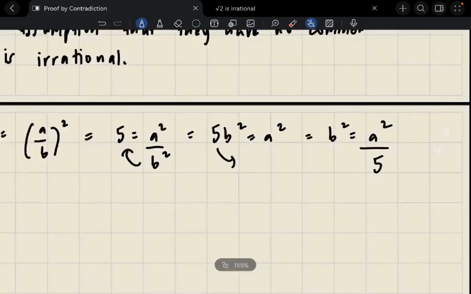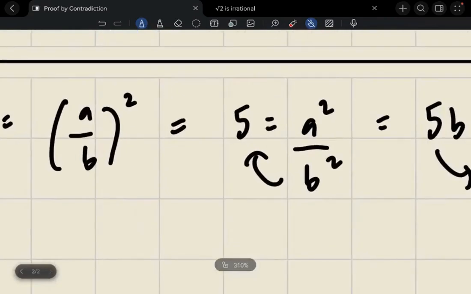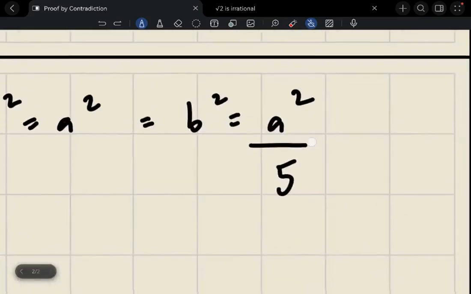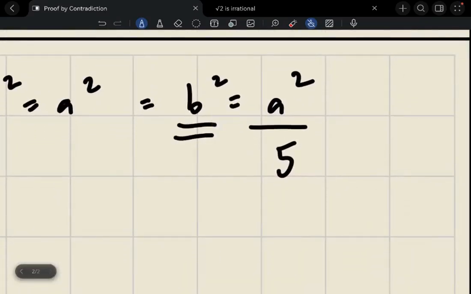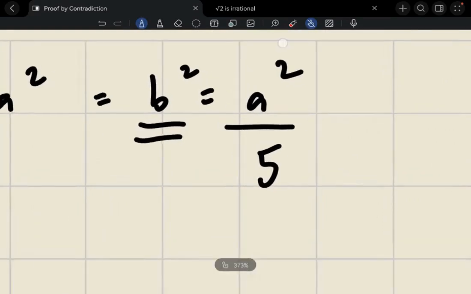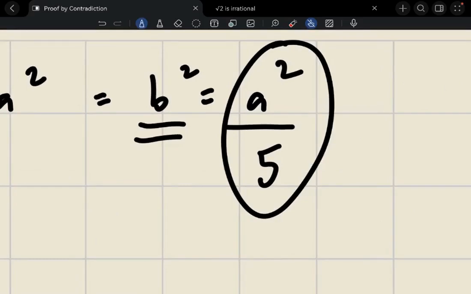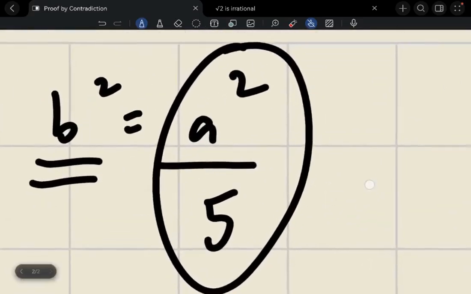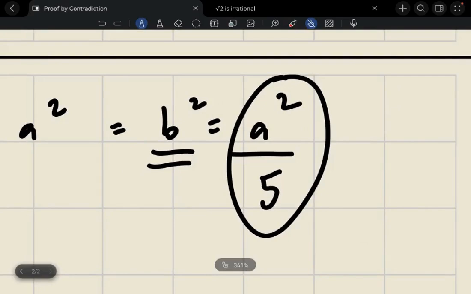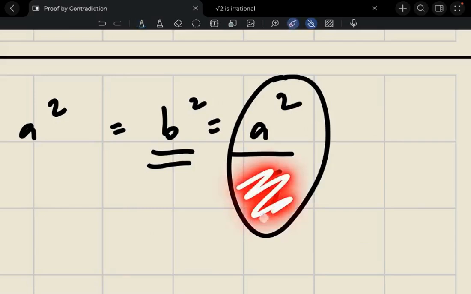And now we know that a and b are both supposed to be integers, right? But over here, since b is an integer, b squared should also be an integer. But over here, I see that it's a fraction, a squared over 5. So what this means is that a is actually supposed to be a multiple of 5, so that this whole thing is perfectly divisible by 5, and I can get rid of this 5 right here.